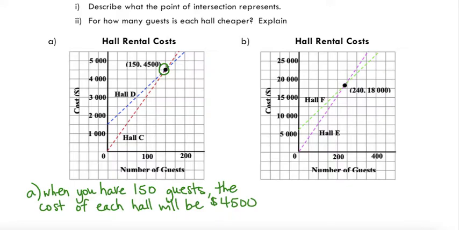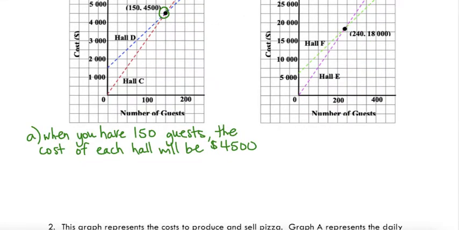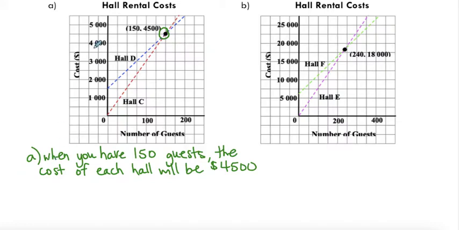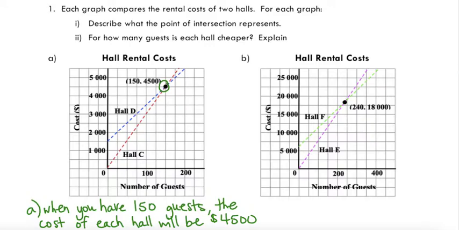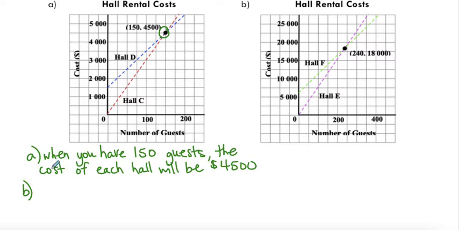But sometimes you're not going to have exactly the right amount of guests to make both of those scenarios equal. Sometimes we might have less than 150 guests, and sometimes we might have more than 150 guests. And so what will that look like in terms of making your decision about which hall to rent? For part 1 and part 2, part 2 says for how many guests is each hall cheaper?